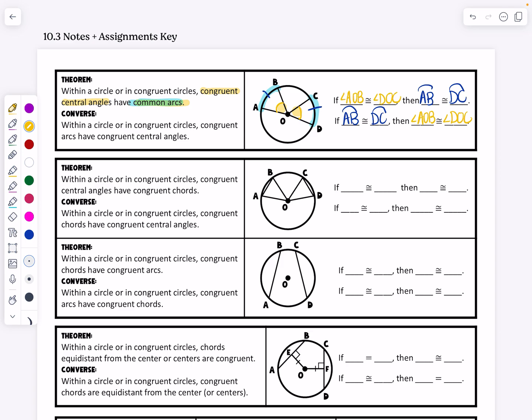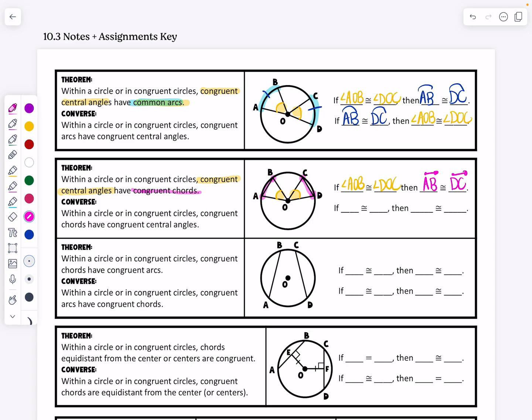All right, what does our next theorem say? Within a circle or in congruent circles, congruent central angles have congruent chords. So again, if we know that angle AOB is congruent to angle DOC, what else do we know? Those are going to also have congruent chords, meaning that the chord from A to B is going to be congruent to the chord from D to C. So let's color code that. The chord that exists, not the arc, but the chord from A to B is congruent to the chord from D to C.